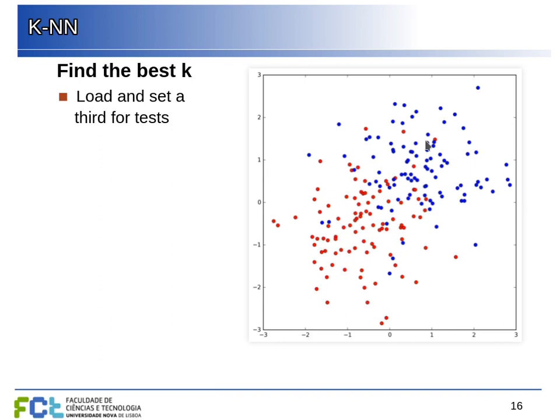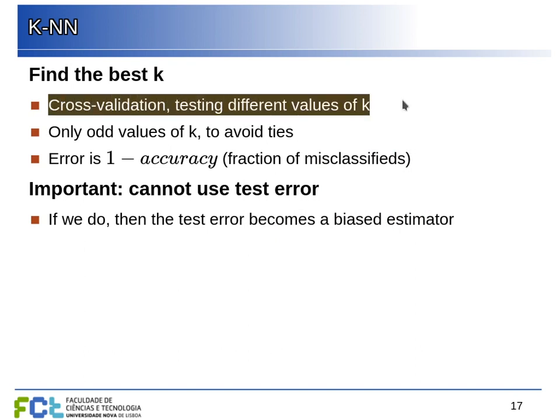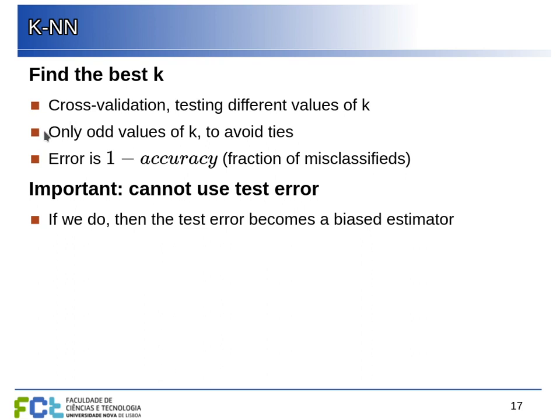So let's load an example set, this one. We save a third of the points for a test set. We're not going to use that one, just to estimate the true error at the end. And we're going to use cross-validation for evaluating different values of k. We're only going to use odd values of k to avoid having a tie between the class labels. And we're going to measure the error as 1 minus accuracy, so basically the fraction of points that are incorrectly classified.